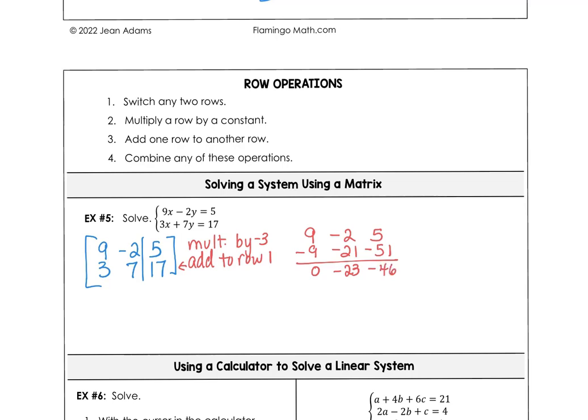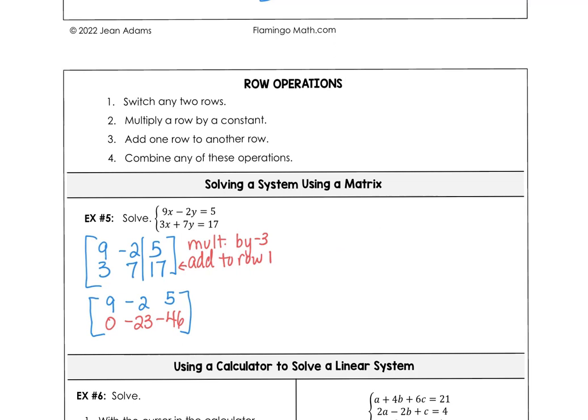Now, to save space, I'm going to erase all of this, but what we've done now is I'm going to keep row 1, 9, -2, 5, and I've just replaced that with my new row, 0, -23, and -46. Okay? So my goal is to get reduced row echelon form. And remember, with a 2 by 2 matrix, I want a 1 here and a 1 here. The other elements are 0, and then I need an x number and a y number. Then I know I've found my solution.